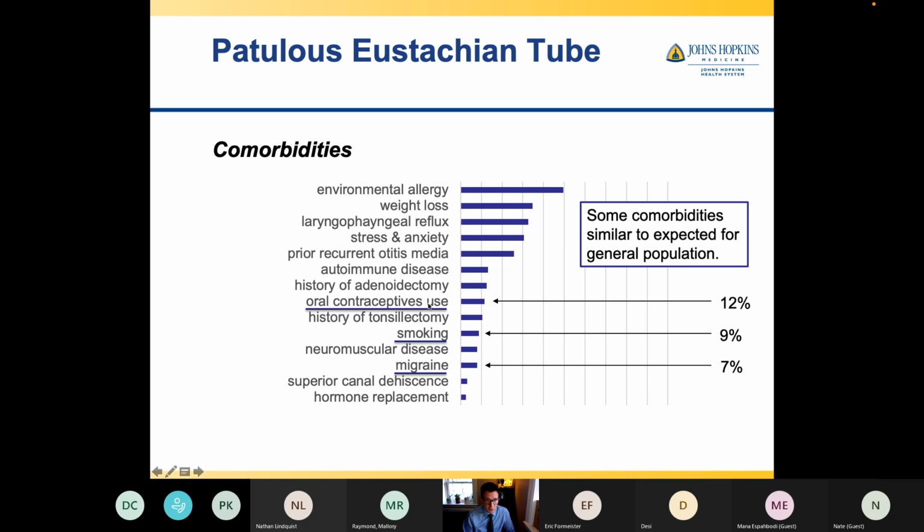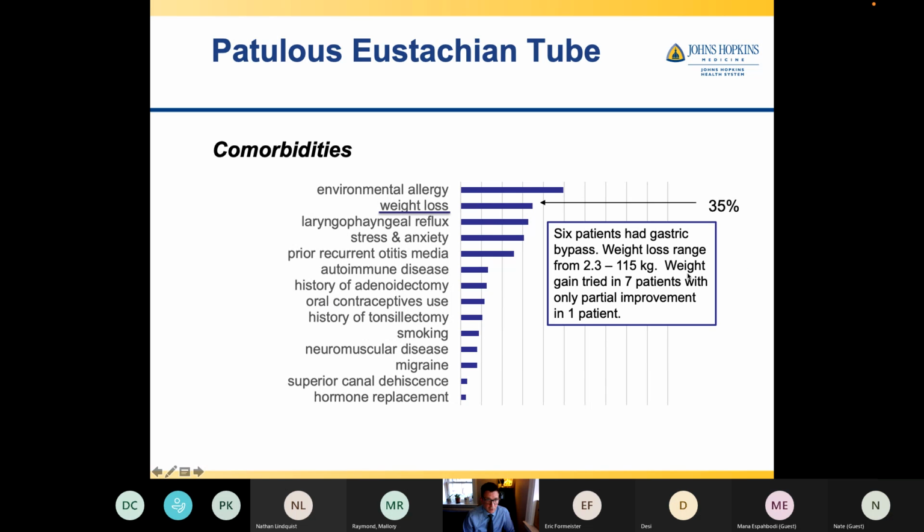And we found that some, like oral contraceptive use, smoking, and migraine, were about what we would expect in the general population. Others, like weight loss, are known to be a risk factor because of the fat pad around Ostmann's fat pad. That can make people get patulous eustachian tube dysfunction, but the weight loss range was huge, from just a couple kilograms up to 115. And weight gain was tried in 7 patients, but only 1 had partial improvement. And so we don't recommend weight gain for people with patulous unless they're underweight.